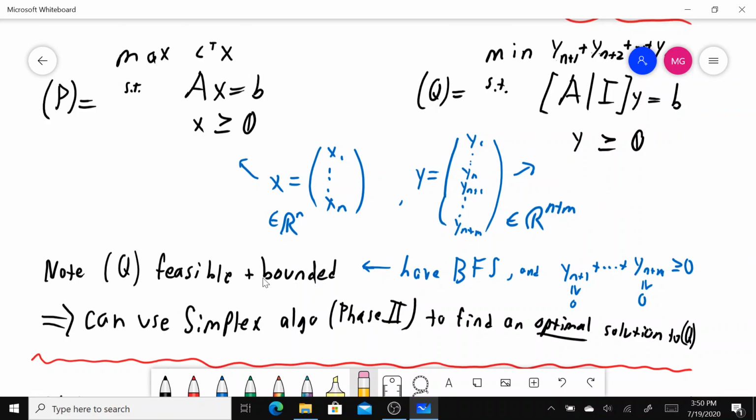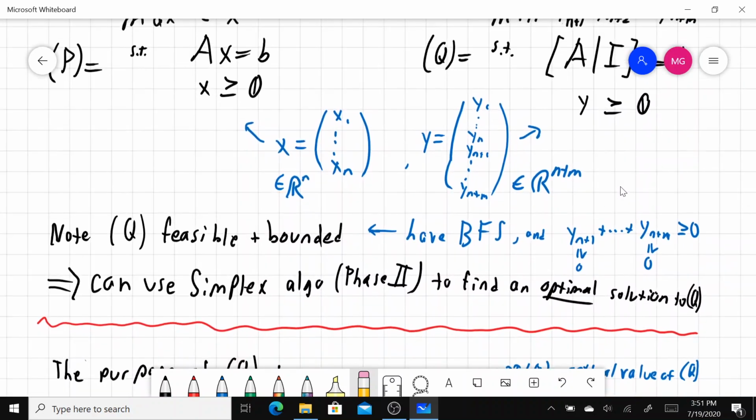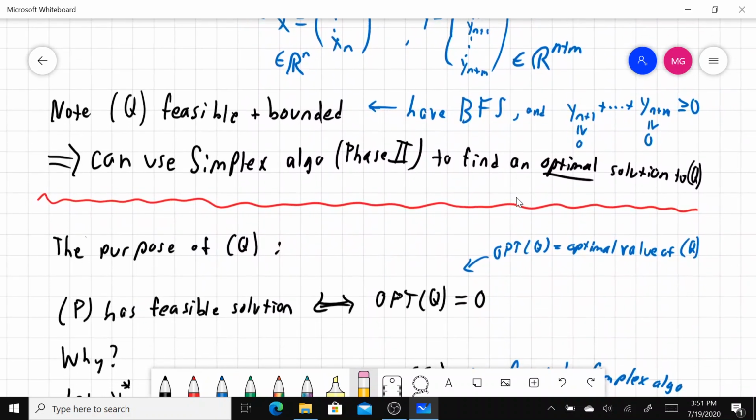We have a basic feasible solution, so we can use the simplex algorithm. And by simplex algorithm, I mean phase 2, which is the phase that we've already discussed. That will find us an optimal solution to Q. It'll never be the case that this is unbounded, since we just said it has a lower bound of 0. Since we already have our basic feasible solution, we can run simplex and get an optimal one. And again, by construction, there was no work involved in finding that basic feasible solution. It just came automatically by the format here. And that's what allows us to use the phase 2 simplex algorithm.